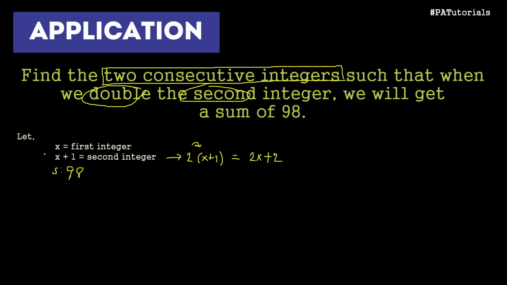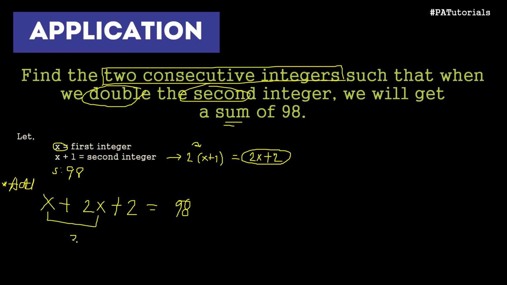Okay? So, ibig sabihin lang guys, since kailangan natin ng sum, i-add natin yung x na to at yung nakuha natin na double. So, ibig sabihin lang x plus 2x plus 2 is equal to 98. Again, yung operation natin dito would be addition. Okay, shortcut na lang natin para mas mabilis. Now, we should combine like terms. So, x plus 2x, that would be equal to 3x plus 2 is equal to 98.